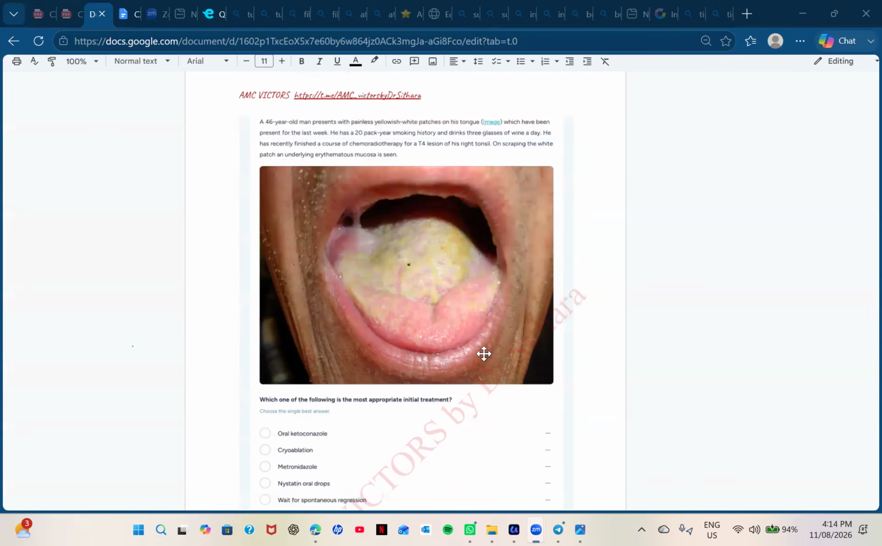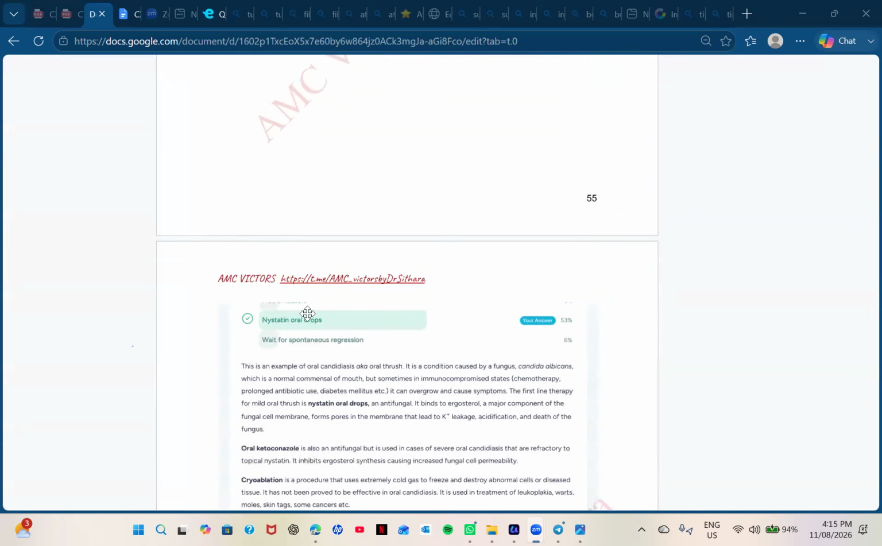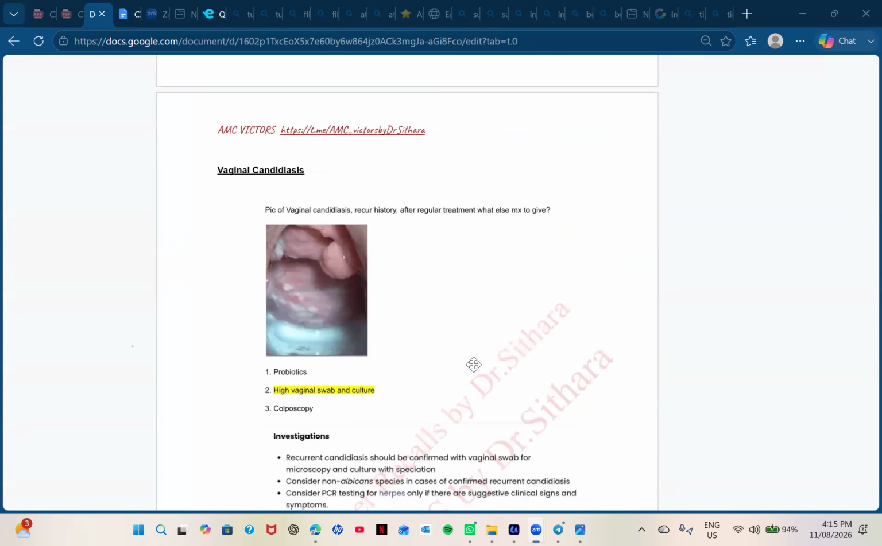So what is the treatment of choice for oral thrush? Nystatin oral drops you can use, right?